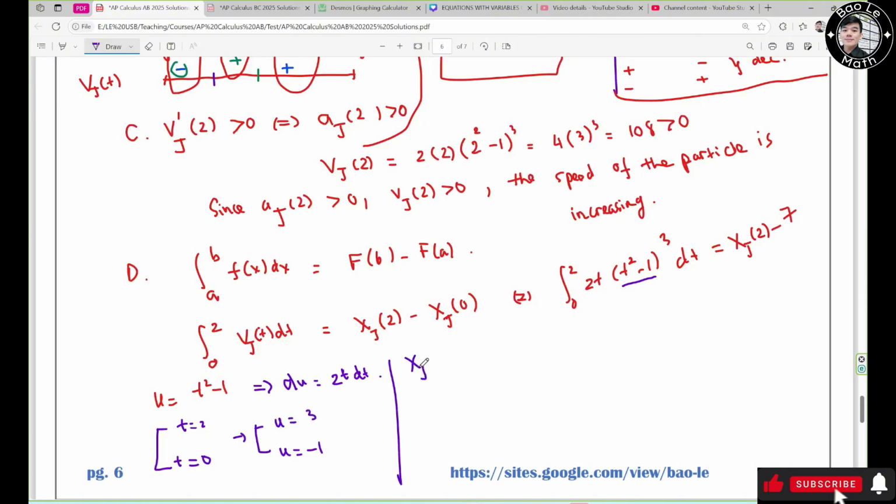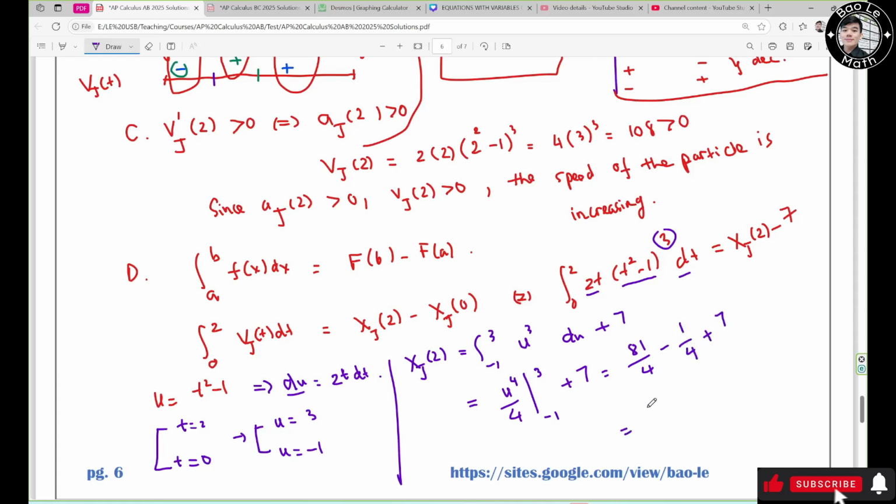Now you have s j of 2 equals this one right here, which turns out to be the integral from negative 1 to 3. Alright, 2t dt can be written as du, right? t squared minus 1 can be written as u, and then you have the cube right here. You need to add 7 to both sides. So this turns out to be u to the power 4 over 4, evaluated from negative 1 to 3, plus 7, right? So it could be 81 over 4 minus 1 over 4 plus 7. 81 minus 1 is 80, divided by 4 is 20, plus 7. So the answer is 27.